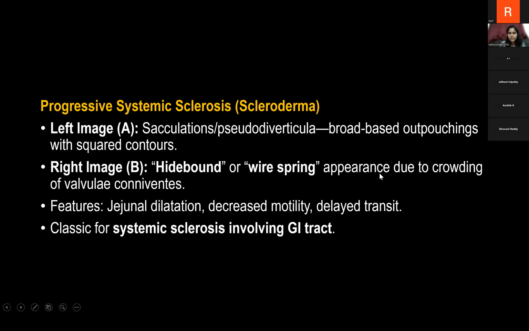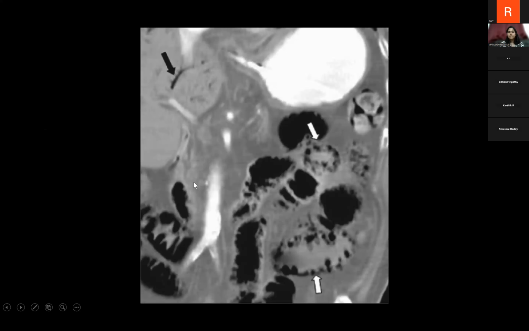And what are the other features in scleroderma? There will be jejunal dilatation, decreased motility and delayed transit. It is classic for systemic sclerosis involving the GI tract. Okay, we'll go to the next spotter now. Here is the next spotter. Come on, students, start attempting it.